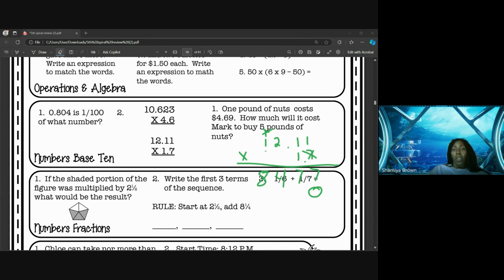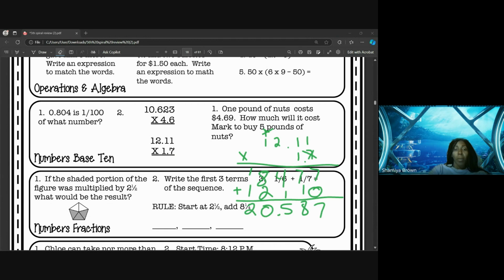Now I do 1 times 1 and I get 1. Then I do 1 times 1 again, get 1. Then I do 2 times 1, get 2. Then I do 1 times 1, get 1. And add that together. 7 plus 0 is 7. 7 plus 1 is 8. 4 plus 1 is 5. 8 plus 2 is 10. Put my 0, carry my 1. 1 plus 1 is 2. So 3 places after my decimals, that will be here. So my answer would be 20.587 thousandths.